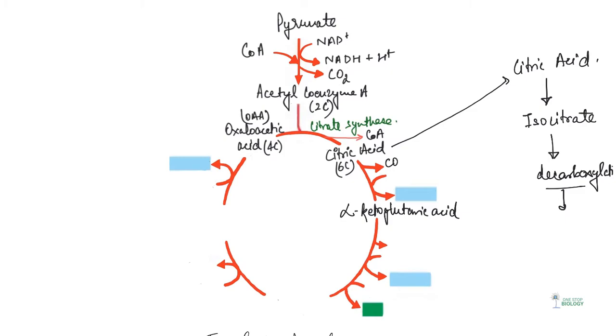Here again a molecule of carbon dioxide is released and energy is formed. It is produced in the form of NADH plus H plus, right? And now the product is a 5 carbon product. So now it is a 5 carbon product. Now again, this alpha ketoglutaric acid, what happens here? So basically alpha ketoglutaric acid now forms succinic acid.